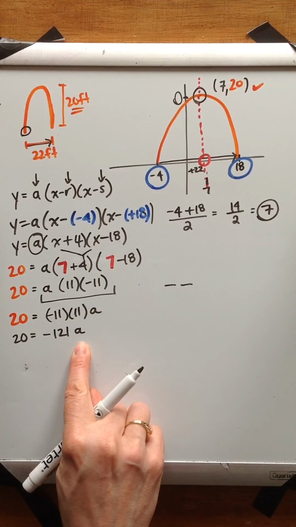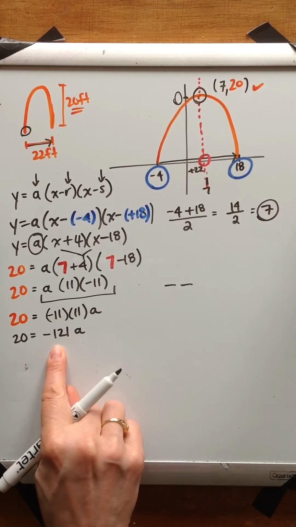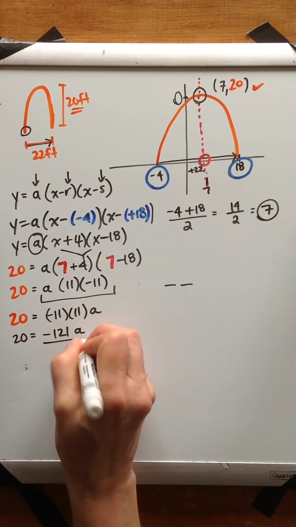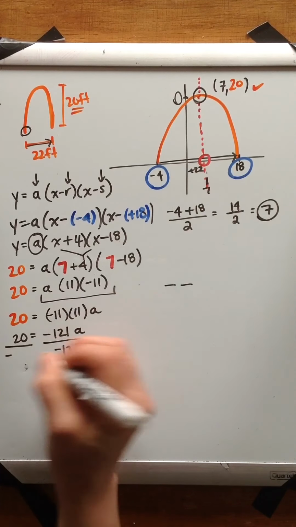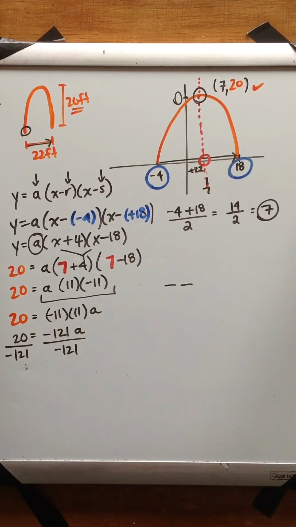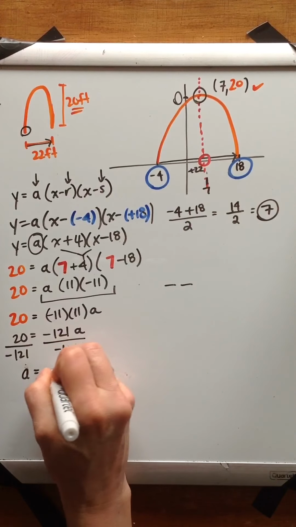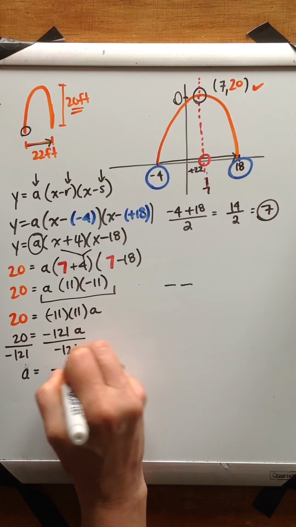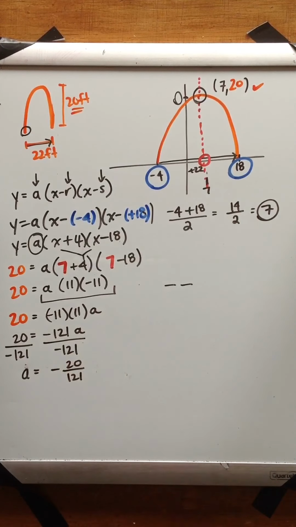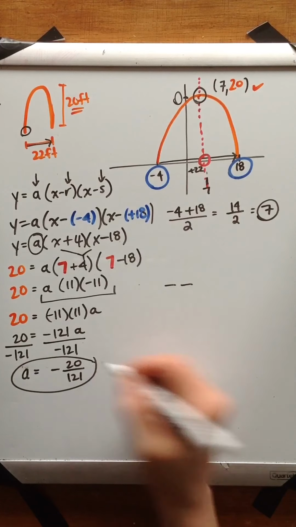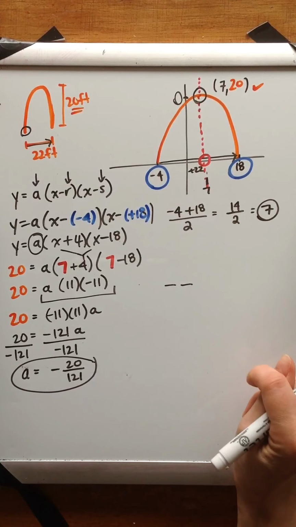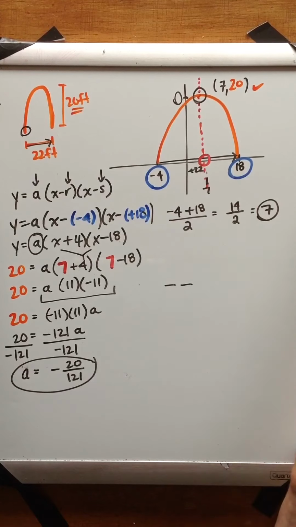If I want to solve for A, it's not by itself, it's being multiplied by negative 121, so I'm going to do the opposite, or the canceling process, to multiplying by negative 121, which is to divide by negative 121. And so A is equal to negative 20 over 121. And that's okay if it's a fraction. No big deal. We're just going to leave it as a fraction like that. We don't have to change it into a crazy decimal.